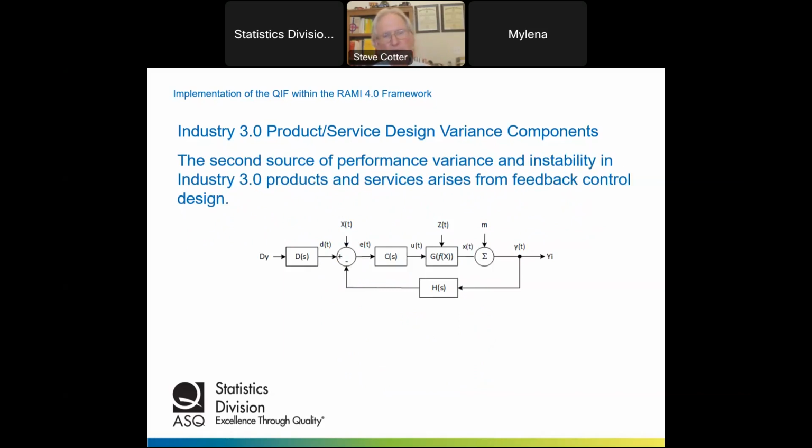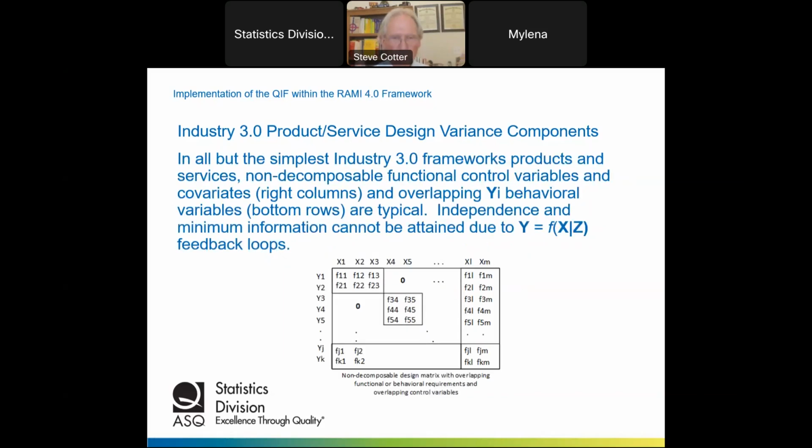The second source, so we've established the part of the design problem from Industry 3.0 that carries over into Industry 4.0, and that's from the induced feedback loops from the non-decomposable functional control variables and the overlapping yi behavioral variables.